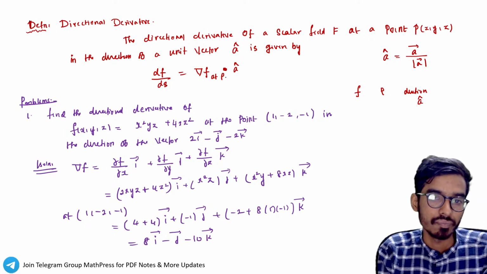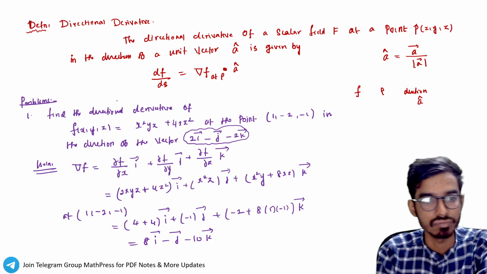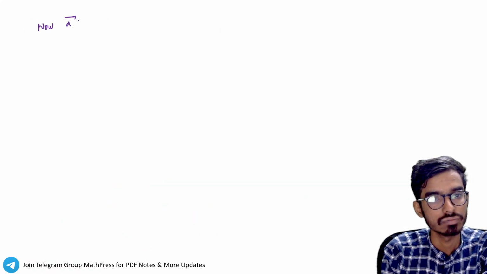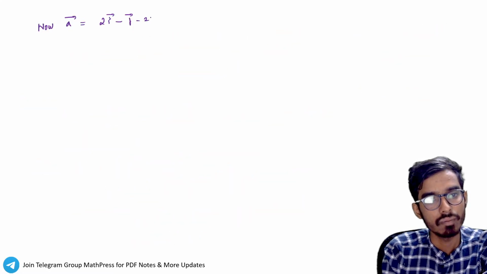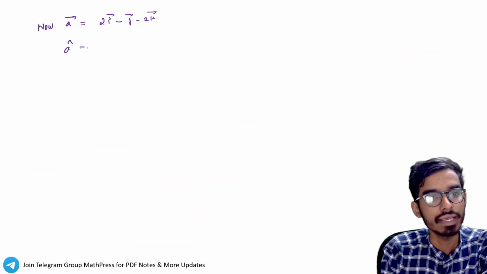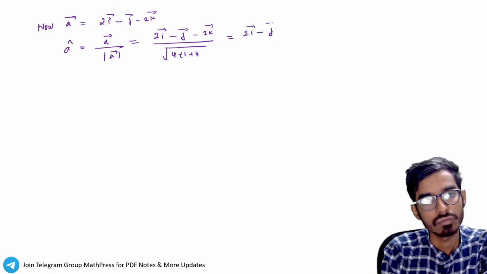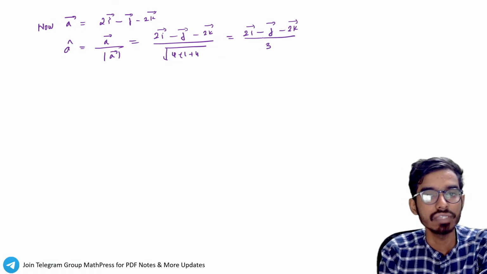Now we will find a cap. So they are given, you take this as a vector, right? A vector is 2i minus j minus 2k. You need to normalize this vector, because it has to be a unit vector. So what about a cap? A cap will be a vector by modulus of a vector. So 2i minus j minus 2k divided by square root of 4 plus 1 plus 4. This will be 3, right? So root 9 will be 3. So this is a cap.